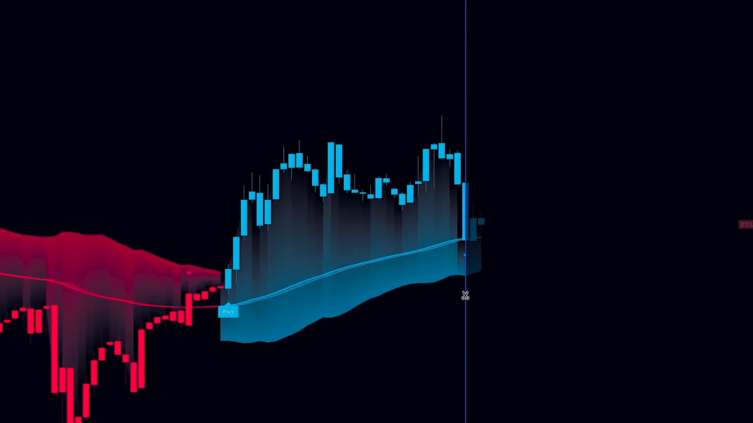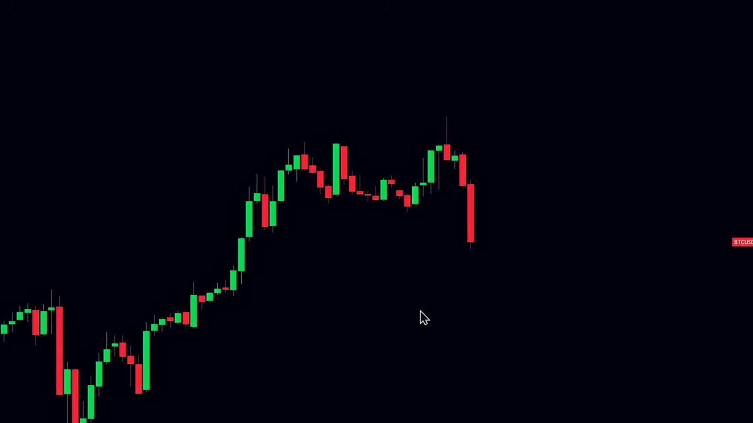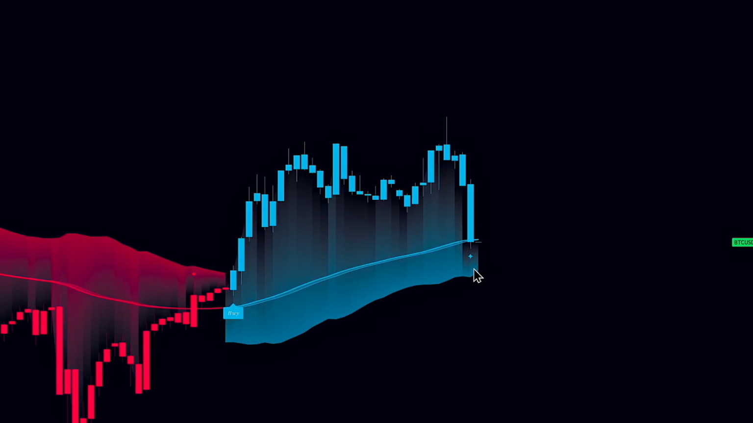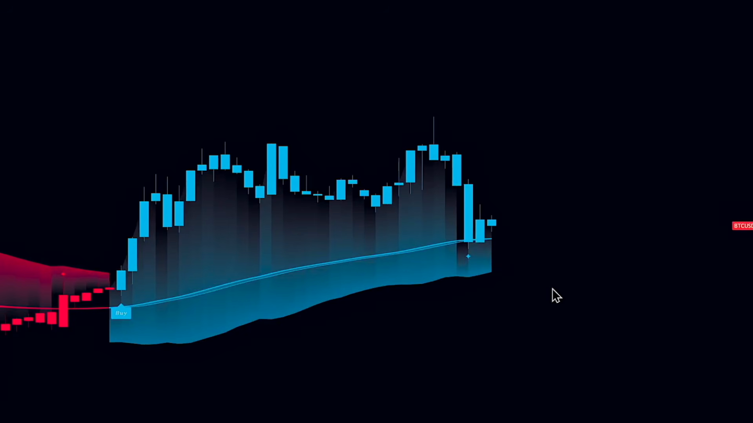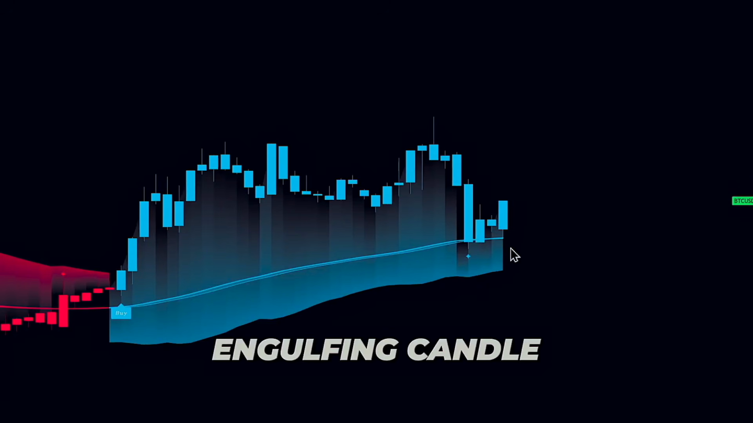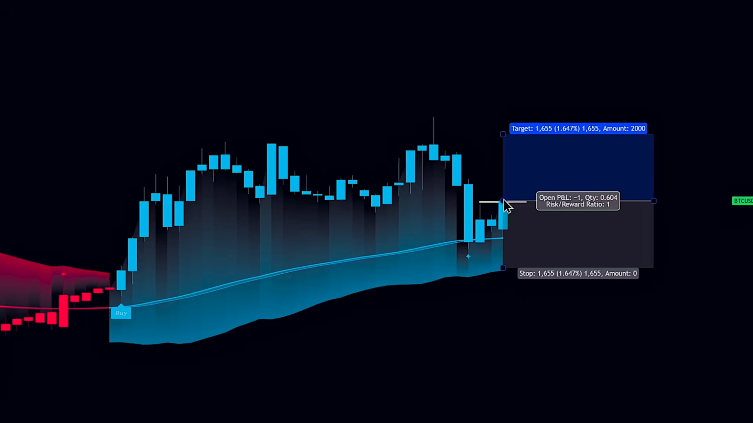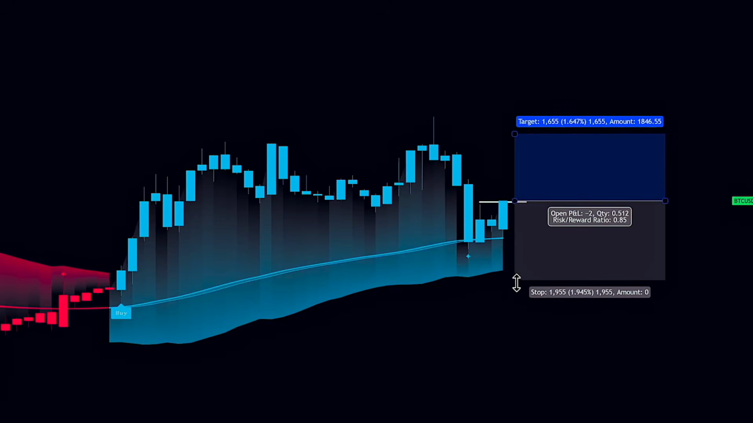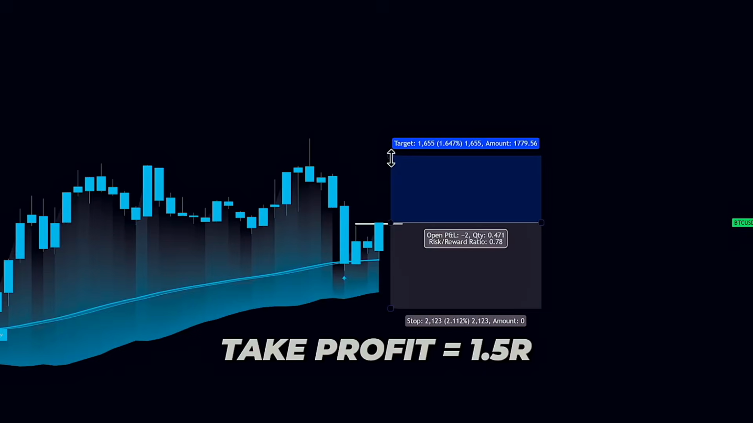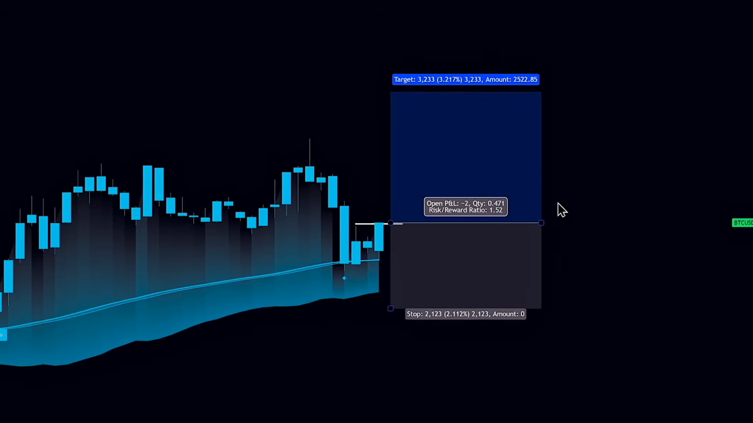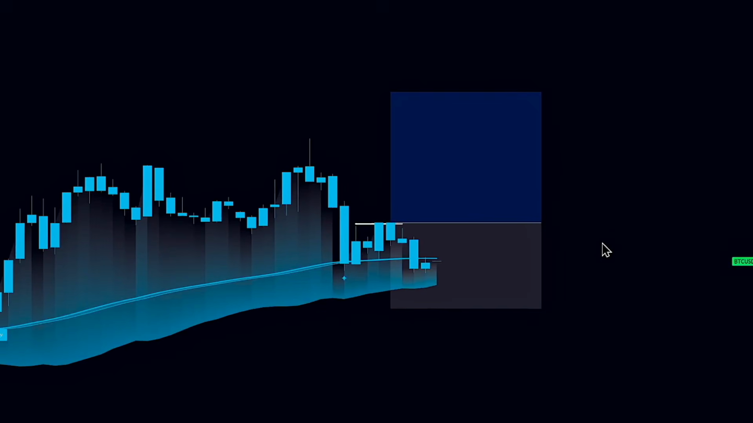But you still want confirmation. Don't blindly buy the first touch. Wait for a bullish continuation candle, something like a strong green rejection candle off the baseline or bullish engulfing candle that reclaims short-term structure. Enter at the close of that confirmation candle. Place your stop loss slightly below the pullback low or under the baseline retest area. Once again, target 1.5 times your risk, or scale partial profits and leave a runner open if BTC is trending aggressively.